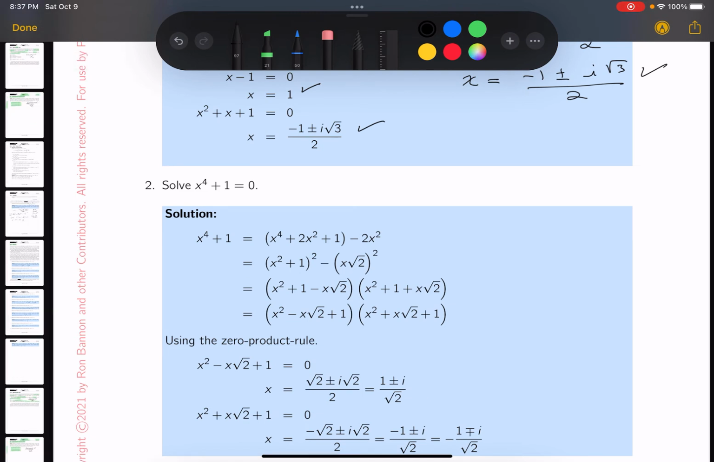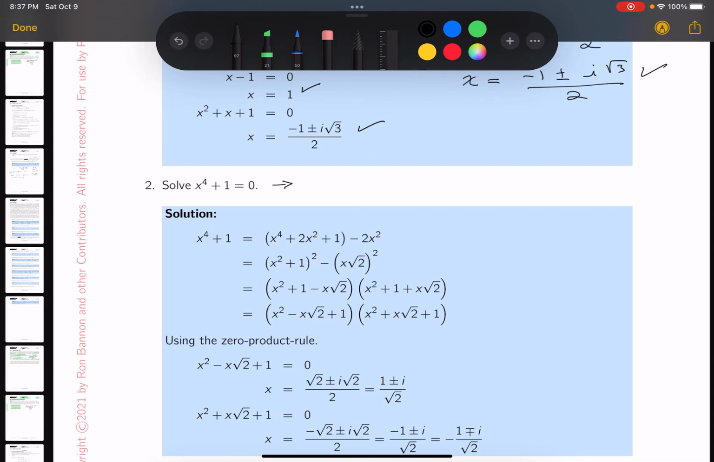Again, you look at it, I have to factor it. I think we've done that before, right? So I'll write this one down for you. I'd write down x to the 4th plus 1. What would the middle term be? There's options for it. I'm going to say plus 2x squared.